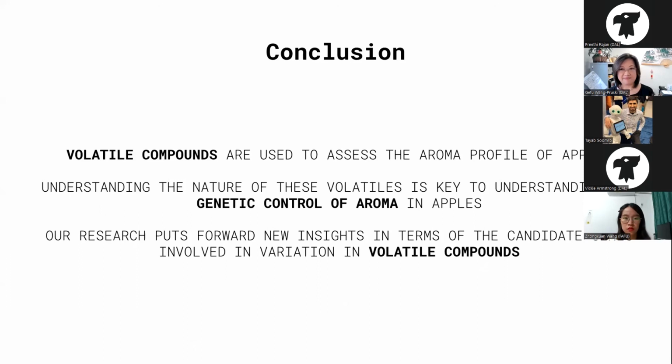So the conclusions are that volatile compounds are used to assess the aroma, and understanding the genetic control of aroma is important to breeding for improving apple flavor, which is what I have attempted to do here. And that's pretty much it.